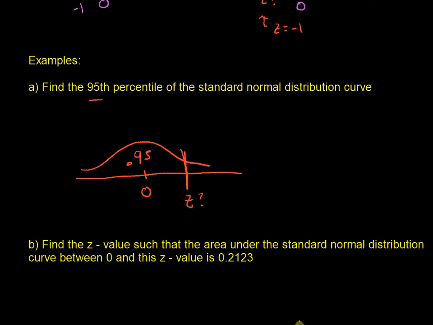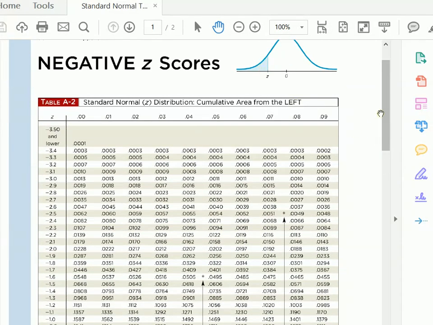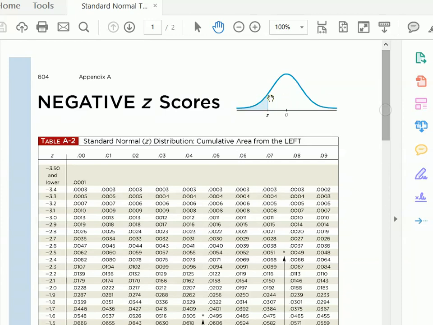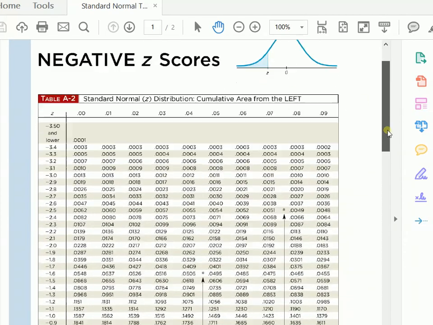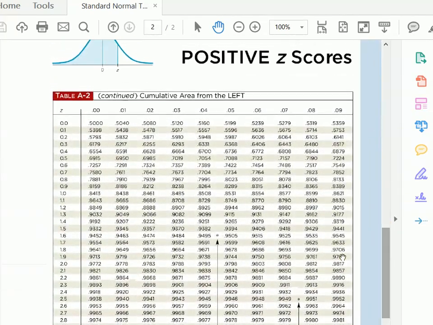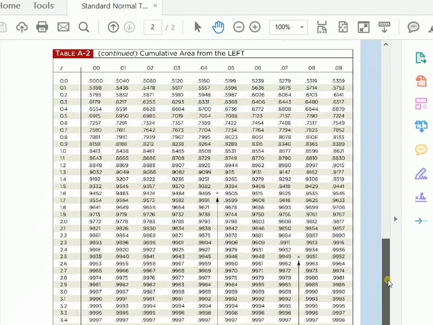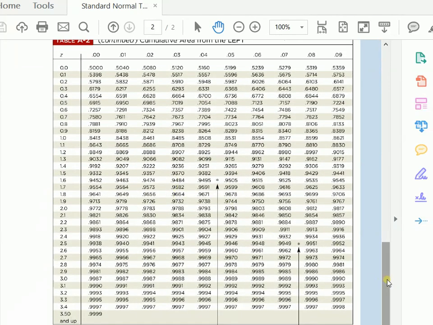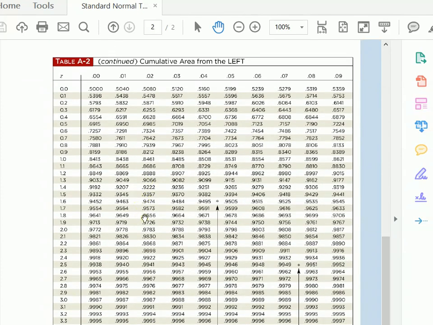So I'm going to go to my table. Inside of this table it gives me the area to the left of any particular z-value. So it's not going to be on the negative z-scores, because those are all really small z-values. I need to go over to the positive side, where we have larger z-values. I'm looking inside of the table for 0.95. Let's look carefully. We might not find it exactly, but hopefully we'll find it really close.